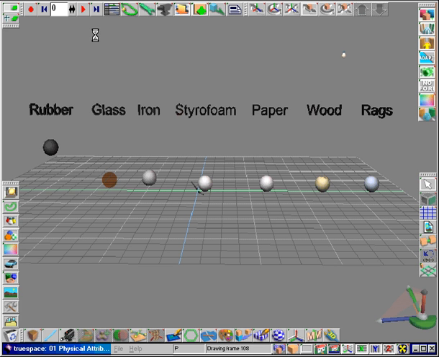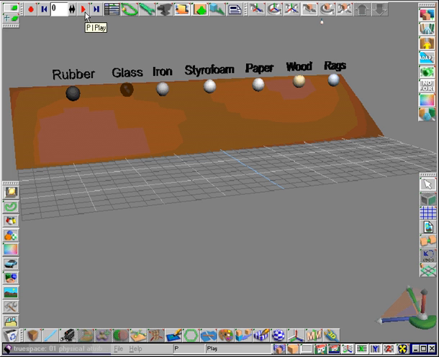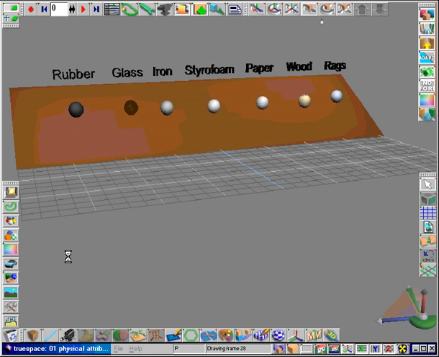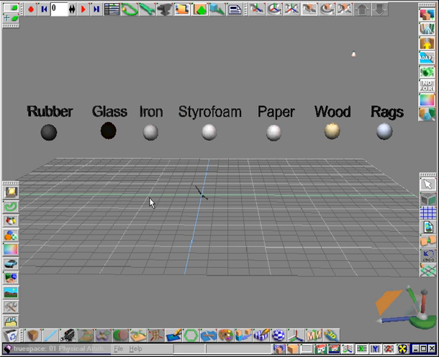Friction, elasticity, coarseness, mass, and resistance to air are all accounted for when attributes are assigned to objects, just like in the real world. Watch how each object travels down the slope. See the differences? Let's break down each physical attribute.